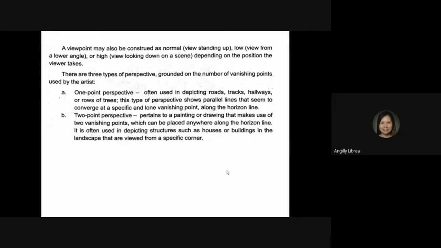The third type of perspective, guys, is three-point perspective. In this type of perspective, the viewer is looking at a scene from above or below. As the name suggests, it makes use of three vanishing points, each corresponding to each axis of the scene.